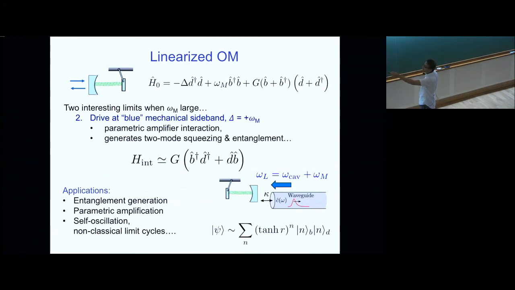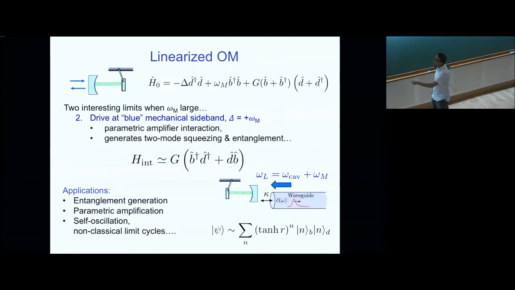So in this rotating frame, it looks like the photons have a frequency minus omega m. The phonons have a frequency omega m. So what terms here are resonant in this interaction? It's the terms that create or destroy pairs of excitations. So the rotating wave approximation you make here gives you this funny looking interaction that can create or destroy a phonon-photon pair coherently.